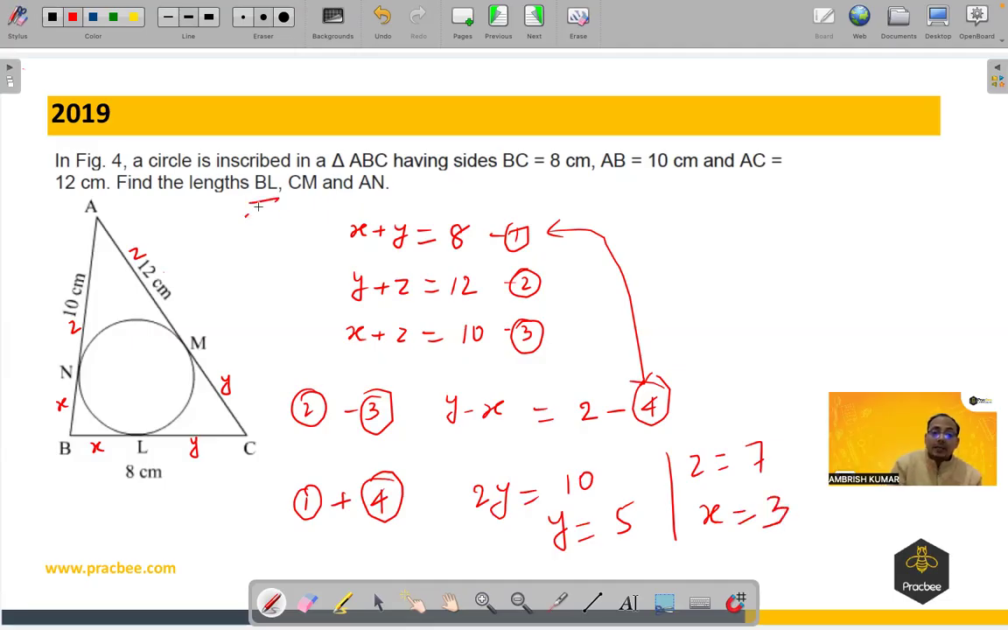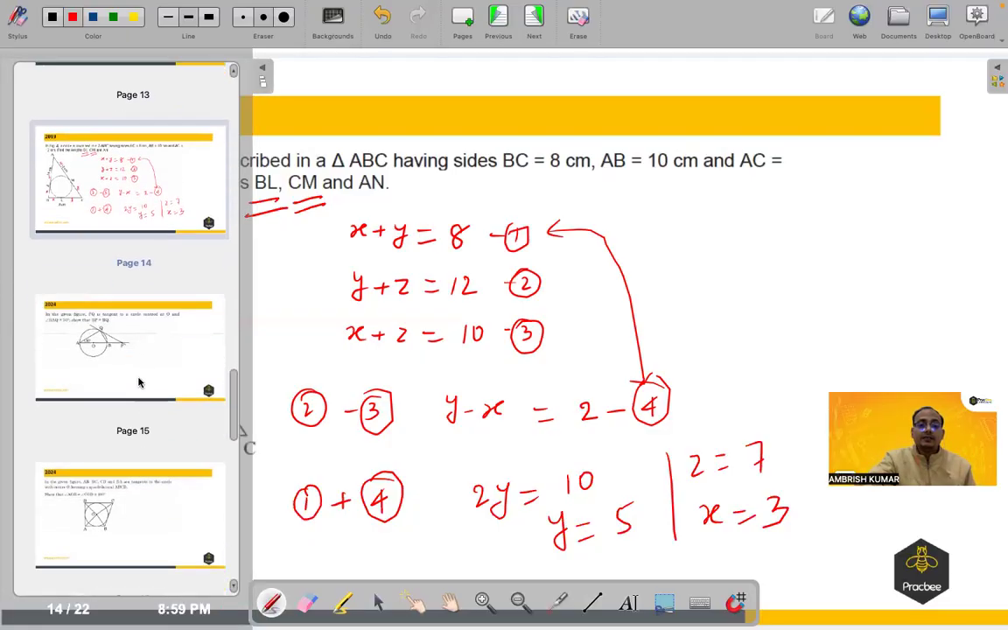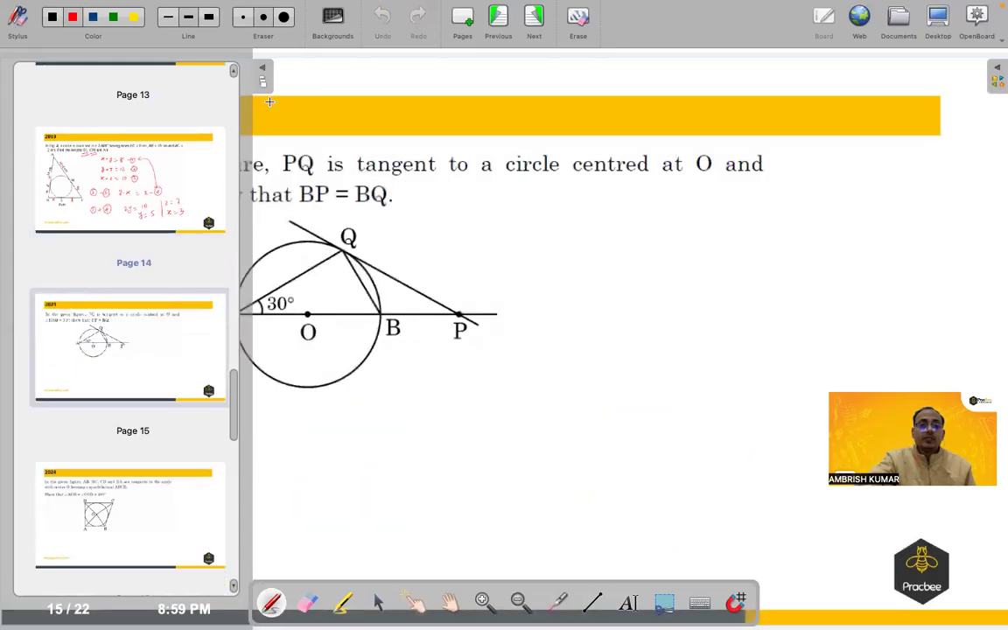So BL is nothing but X, CM is Y and AN is your Z. That's it. Clear? So this question was asked in 2019. Coming to the next question.